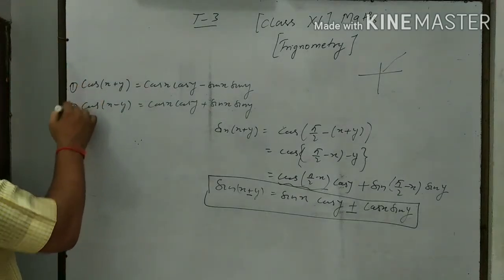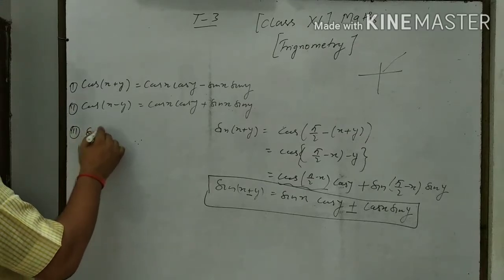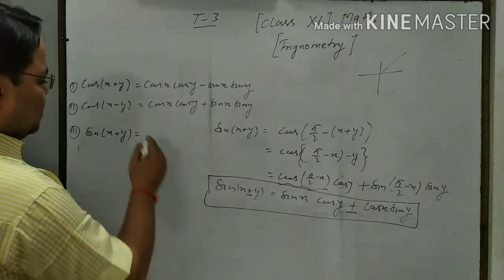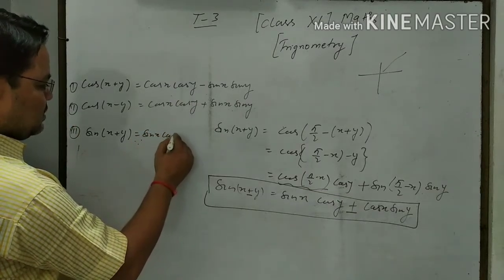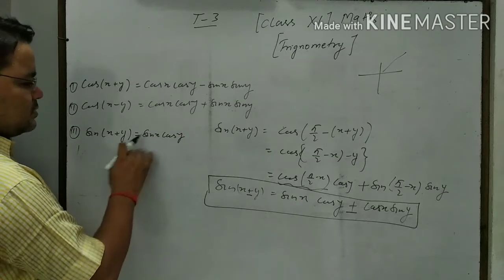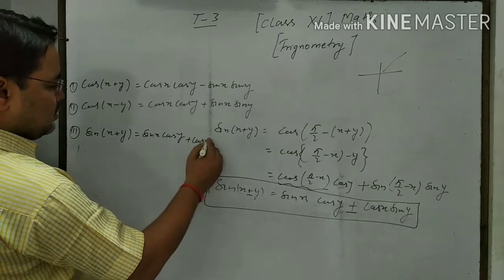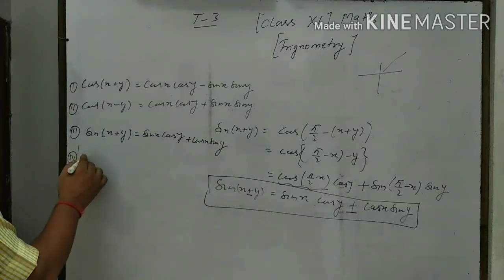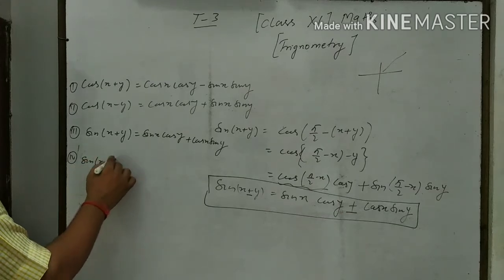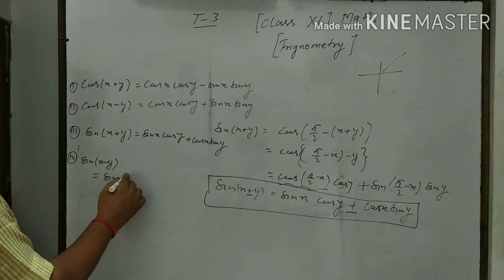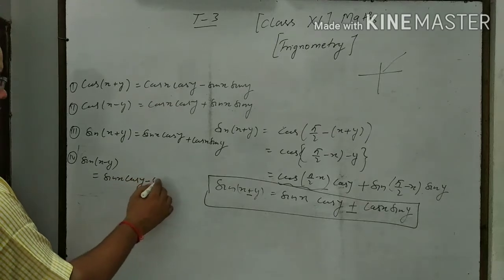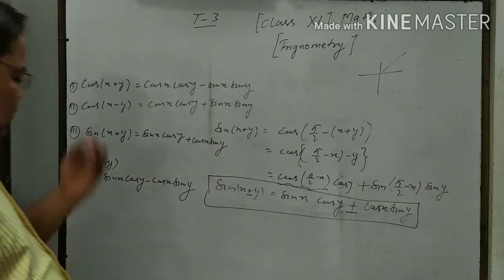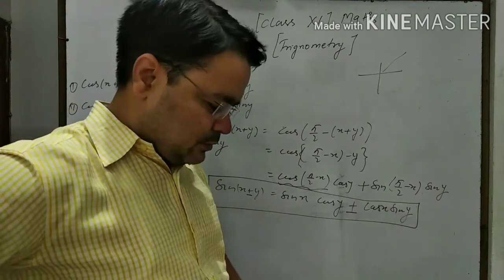Here this is the first one, second one, and what is third? Sin x plus y is equal to what? That is sin x cos y plus cos x sin y. And here the fourth one is what? Sin x minus y is equal to sin x cos y minus cos x sin y. In this way we can write this one.